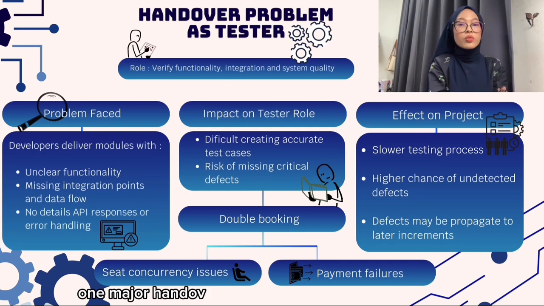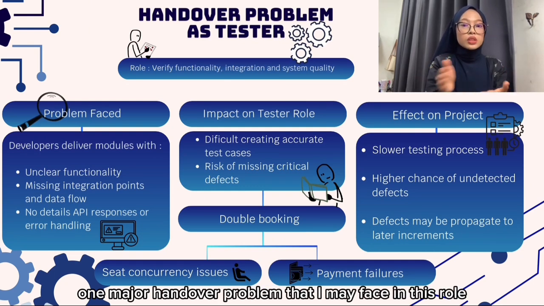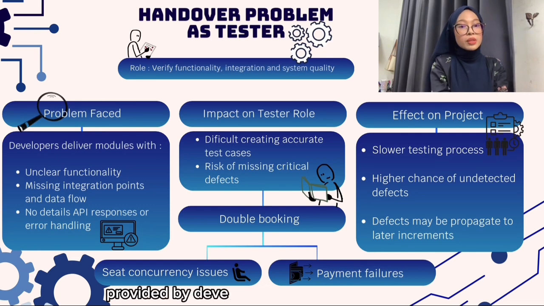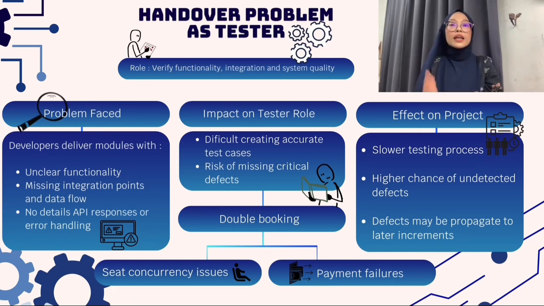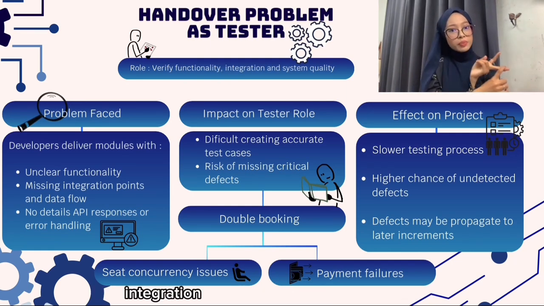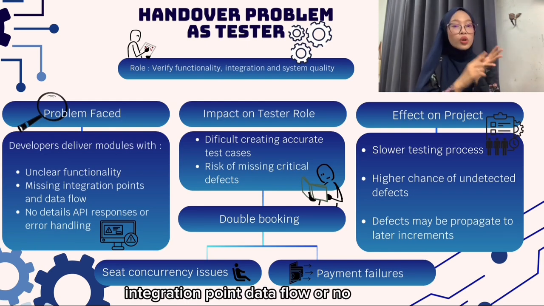One major handover problem that I may face in this role is incomplete or ambiguous documentation provided by developers during module delivery. This problem happens when developers deliver a new module without supplying sufficient detail about its functionality, integration points, data flow, or known limitations.